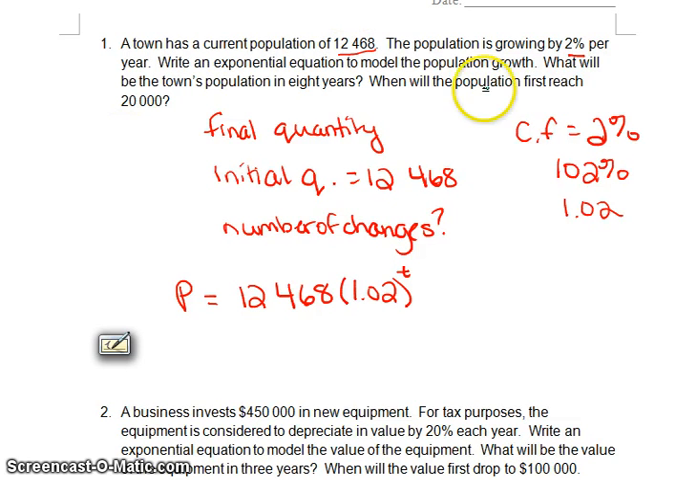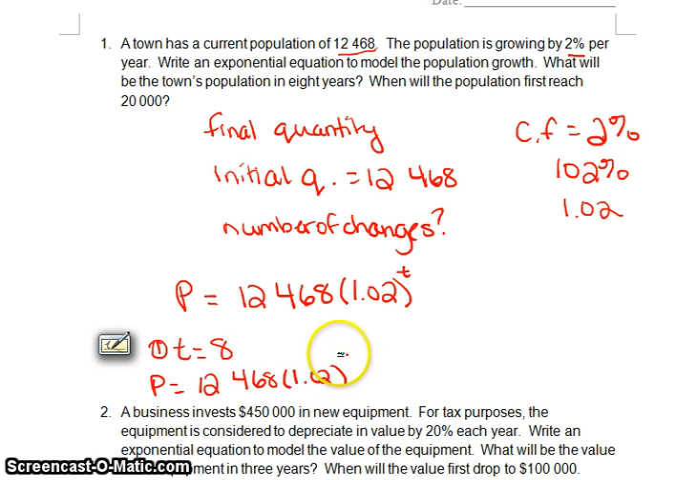So from here, we're given two situations. The first one is when it says, what will the town's population be in 8 years? That means that T is equal to 8. So putting that into that equation, we have P is equal to 12,468 times 1.02 to the power of 8. Then you guys can put this entire thing into your calculator. So put 12,468 times 1.02 to the power of 8, all that into your calculator. What you guys should get is that P is approximately equal to, and we're going to round to the nearest person.